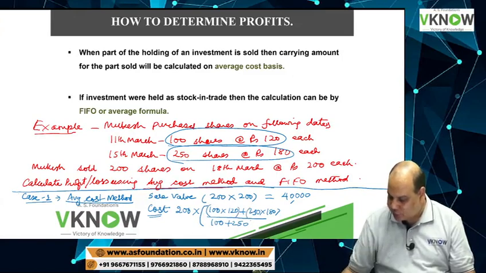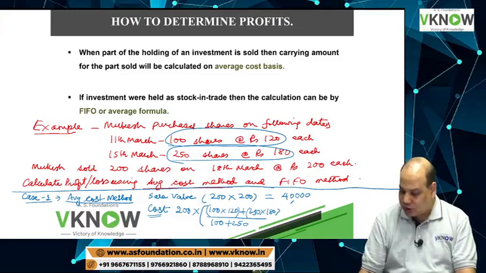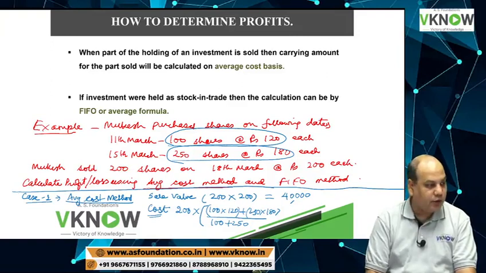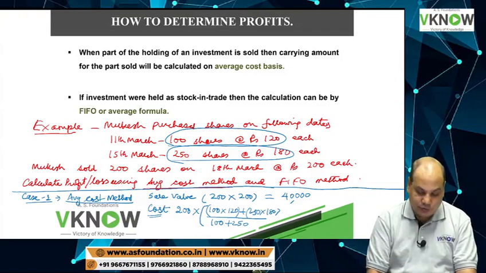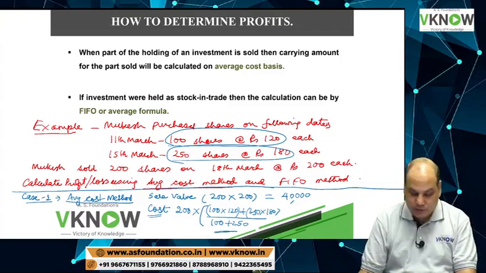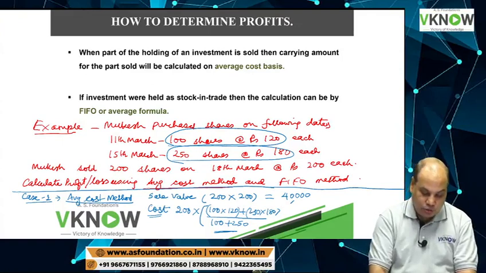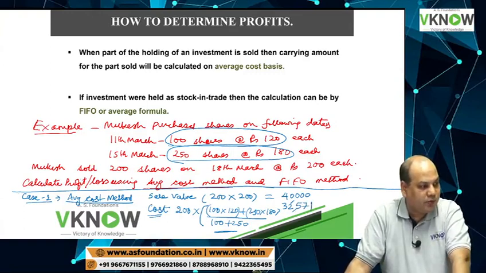So this will require some efforts on your part. Please try. First take the cost per unit: 100 into 120 equal to 12,000. Then 250 shares into 180 equal to 45,000. Total cost is 57,000 divided by total 350 quantity. So your average cost is 162.857. 162.857 into 200 quantity sold comes to 32,571 rounded off. Is it right?